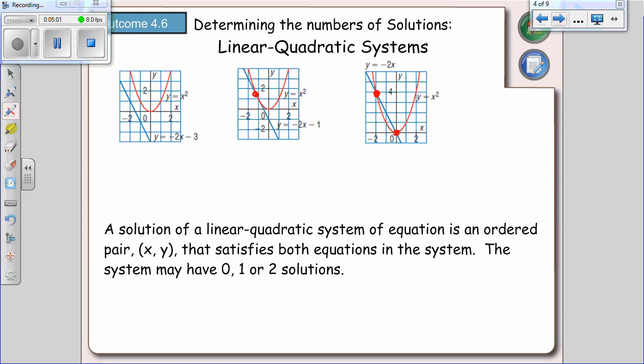Again, on the bottom, a nice little note. This is how you put in your answers, and it tells you how many possible solutions there could be for a linear quadratic system of equations.